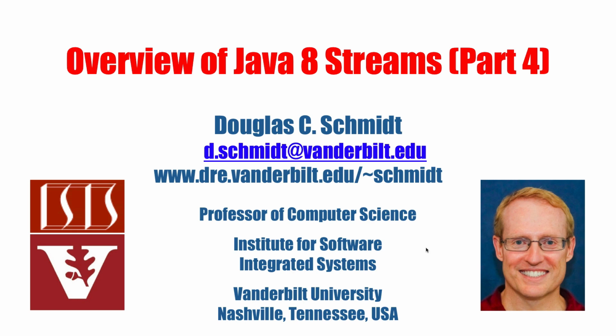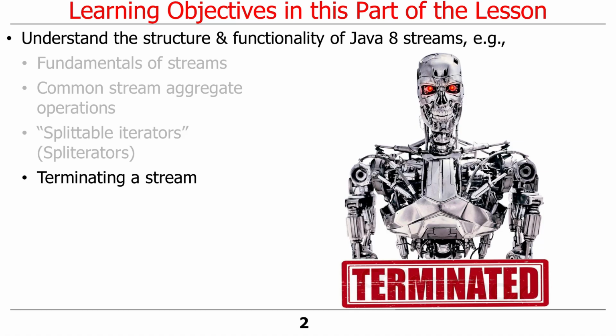What we had talked about last time in the discussion of streams were the fundamentals of streams, the common aggregate operations, and I'd given you an overview of splitterators. And if you recall, splitterators were the part of the Java stream that takes a data source and splits it up into chunks. What we're going to do now is talk about how you terminate a stream, which in some sense is the inverse of splitting the stream.